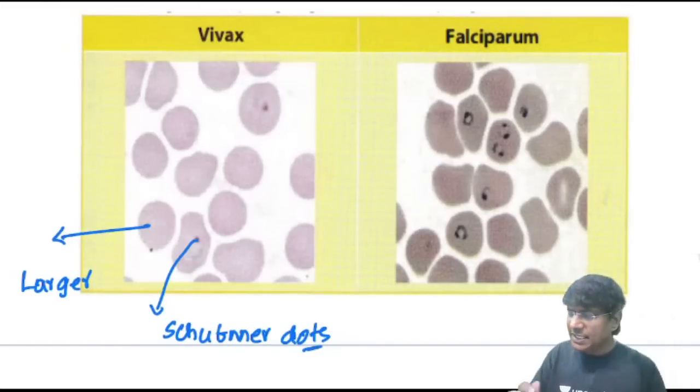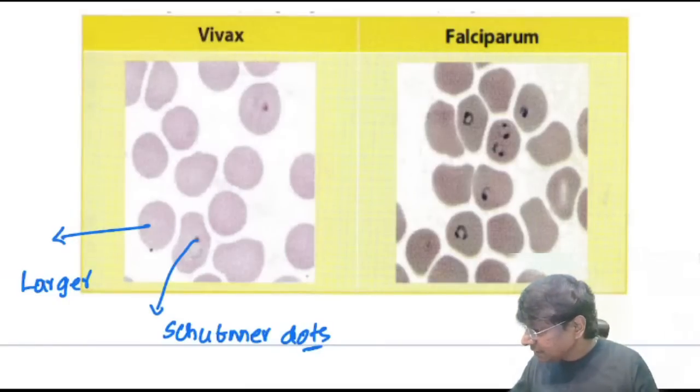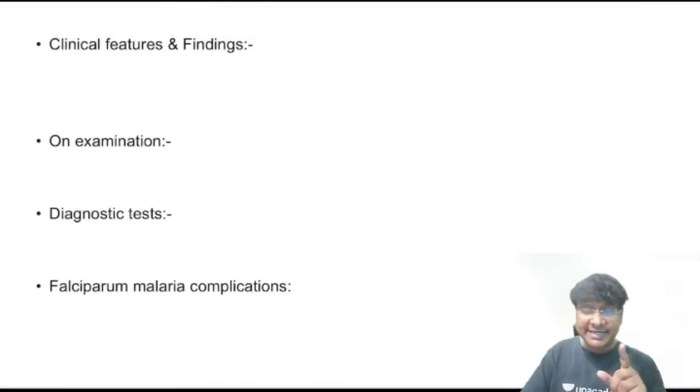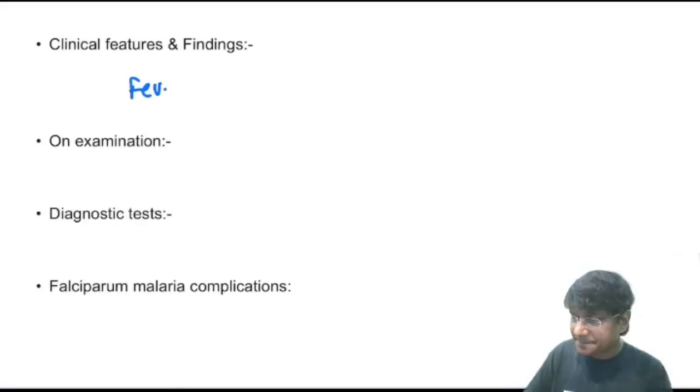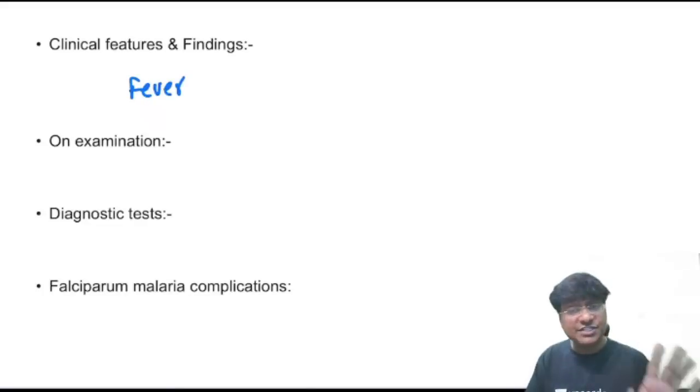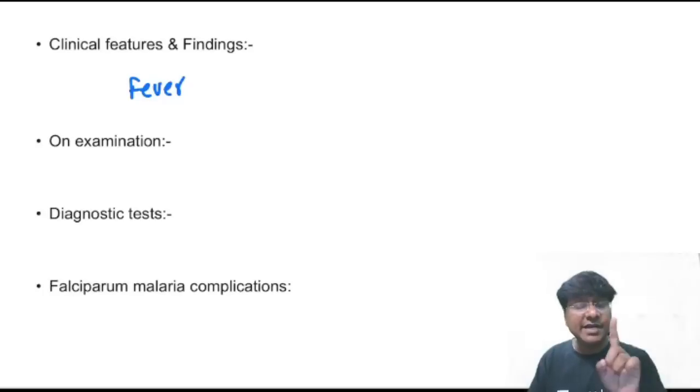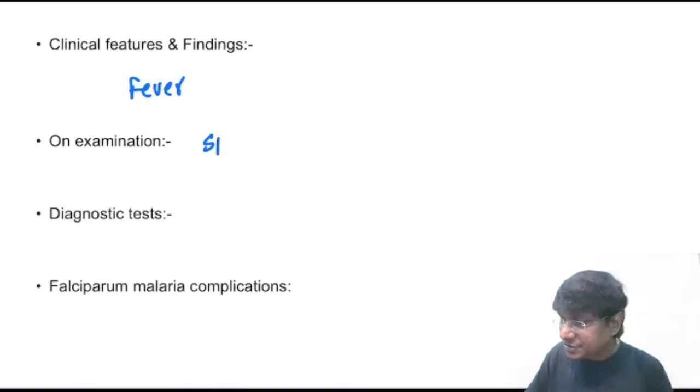Now let me quickly recap about malaria. What is the mosquito that will be transmitting this particular malaria? That is the female Anopheles mosquito. And what will be the clinical features? That is the fever, high grade fever associated with chills and rigors, and they also have headache. On examination, there will be splenomegaly because there is hemolytic anemia.